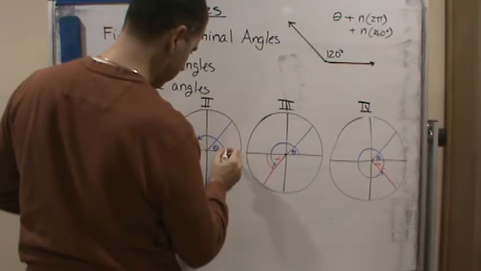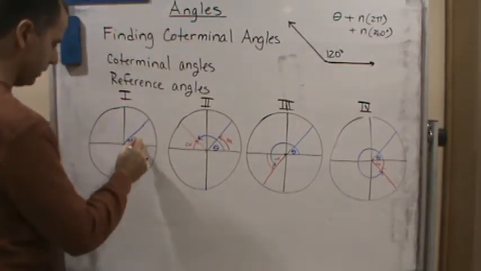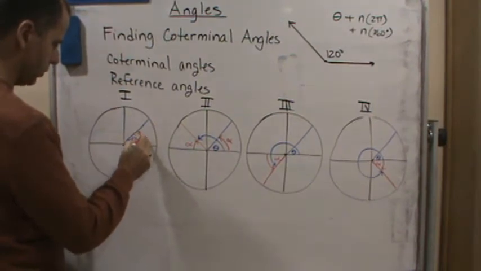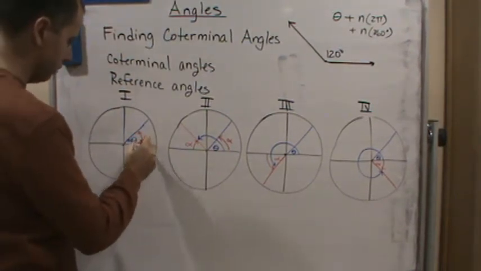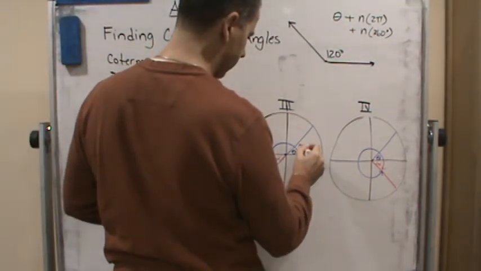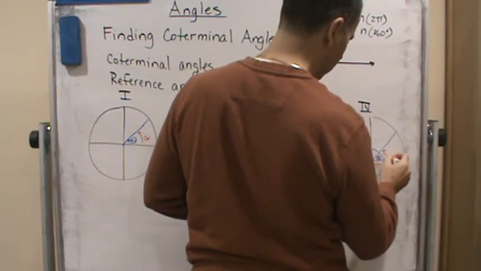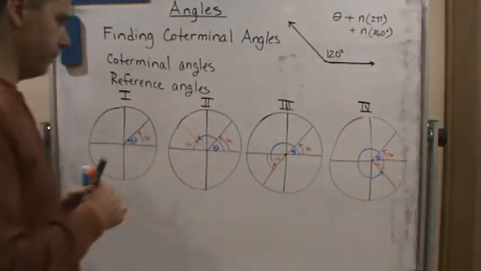From here, I guess I'll just write that. I'm doing this on purpose. Sorry, that's alpha, this is also alpha, right? Again, this is alpha. So I'm just showing I'm dealing with the same angle in each instance, okay?